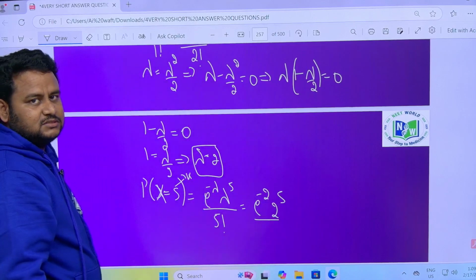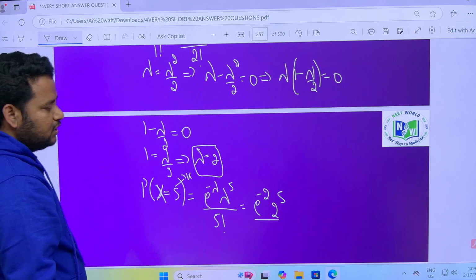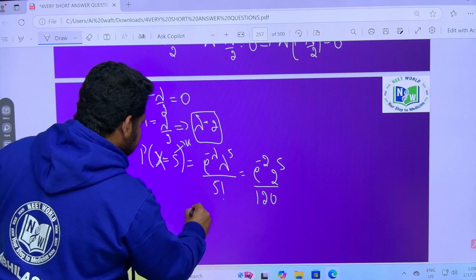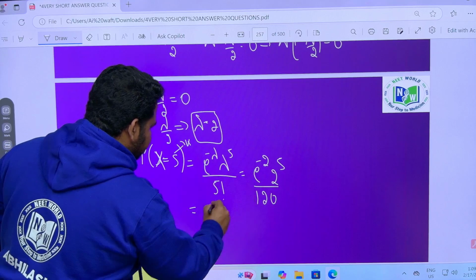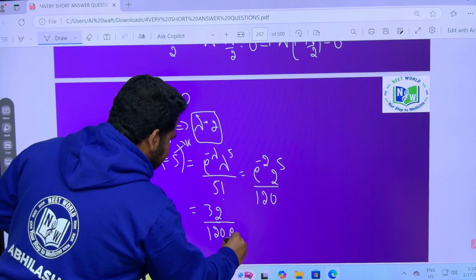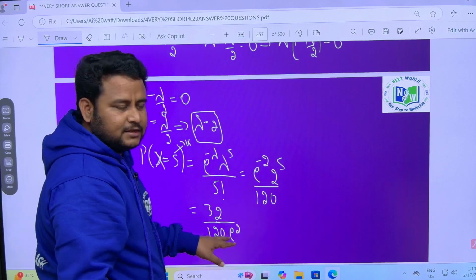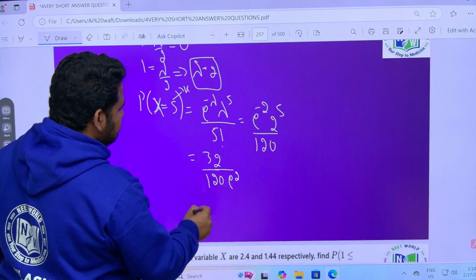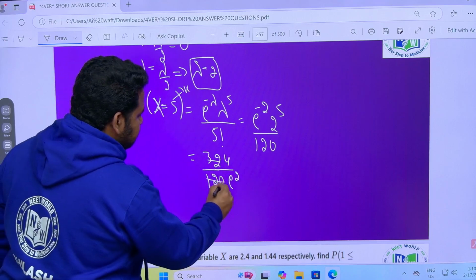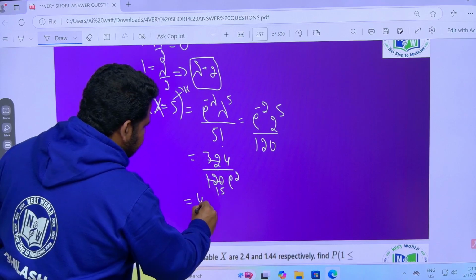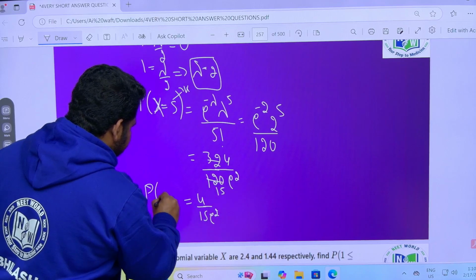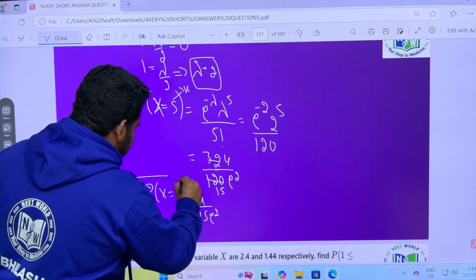5 factorial is what, friends? 24 is 4 factorial, and 24 into 5 is 120. So I'll write it as 120. Now if you simplify this, you will get e power minus 2. If you bring it down, 2 power 5 is 32, so 32 divided by 120, and e power minus 2 brought down becomes e square. Further simplifying, 8 4s are 32, and 8 15s are 120. So 4 by 15 e square: P of X equal to 5 will be equal to this value.